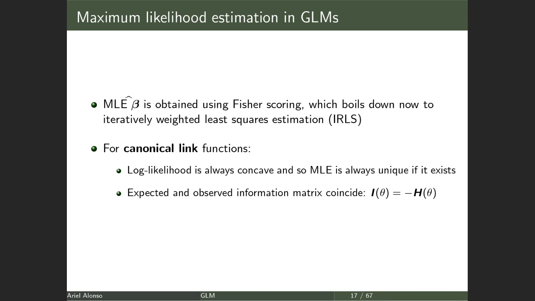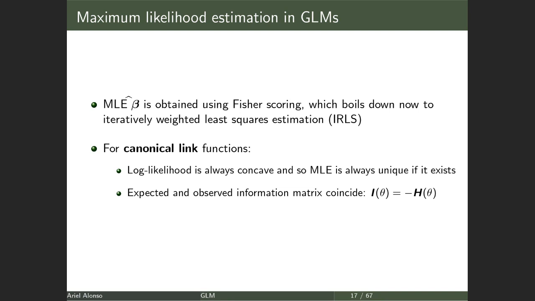Now, how to solve the score function? To calculate the maximum likelihood estimator, you need to solve the score functions. And we know, as we saw in the first two lectures about inference, you can solve the score functions using the Newton-Raphson method, or you can also use Fisher scoring, which in this case, if you are using the canonical link, boils down to something called iteratively weighted least squares. What is that? What is iteratively weighted least squares?